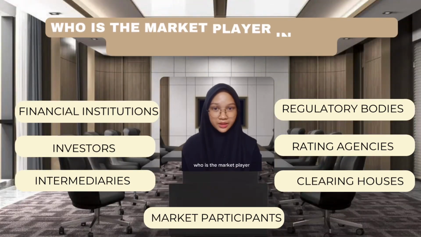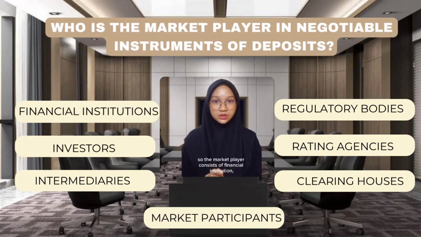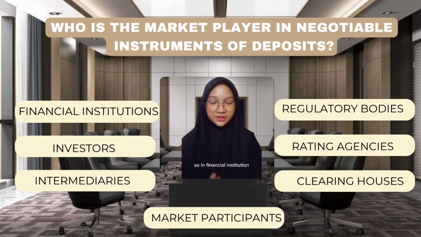Who is the market player in negotiable instrument of deposit? So the market players consist of financial institutions, investors, intermediaries, regulatory bodies, rating agencies, clearing houses, and market participants. In financial institutions, there are several main issuers which consist of banks, credit unions, and other financial institutions. They provide a range of deposit options in an effort to draw clients and raise money. And to issue this instrument, these institutions possess the requisite infrastructure, knowledge, and regulatory clearance.